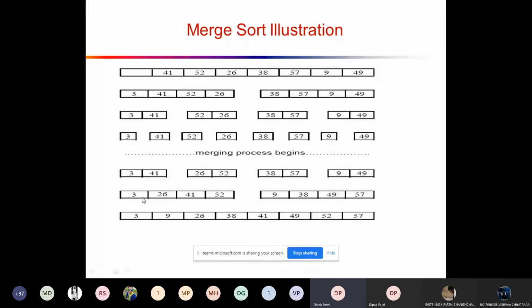Okay, so 3 is less, so 3 will be placed in the new array. Now this pointer will proceed further: 26 and 9. So 9 is less, so 9 will be placed in this new array, and so on. Right? So this is how the sorted list is prepared. Now we have combined all sorted arrays into one array. So now we have solved the original problem.